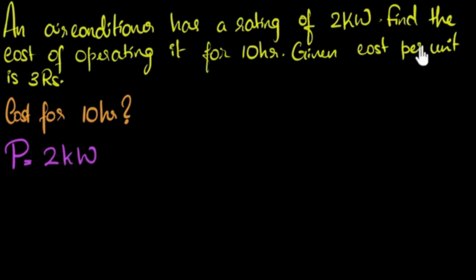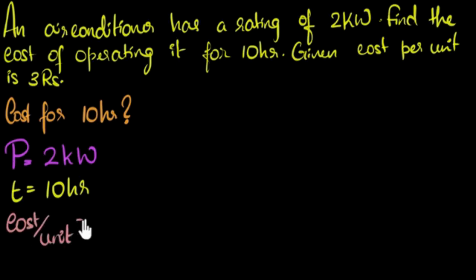And we need to calculate the cost for 10 hours, which means we are given the time for which this is being used, 10 hours. And we're also given the cost per unit is 3 rupees. So let's write that down. So we know cost, let's use a different color for this. Cost per unit is 3 rupees.